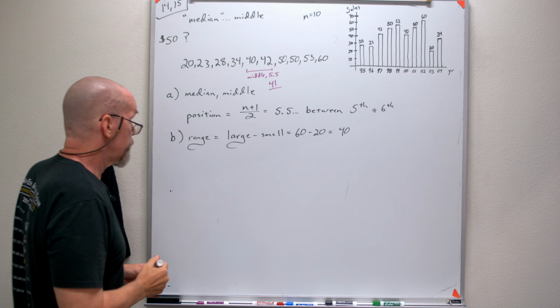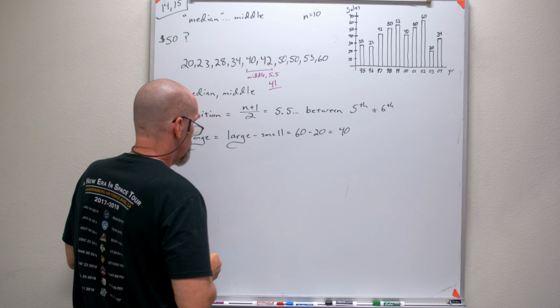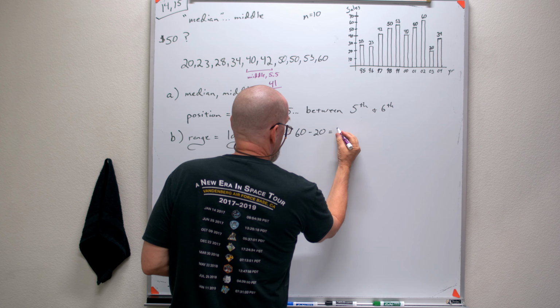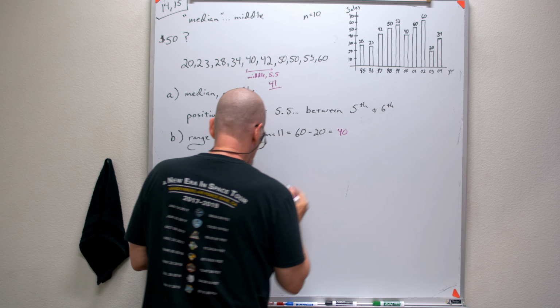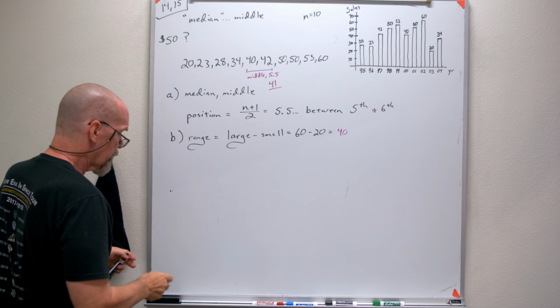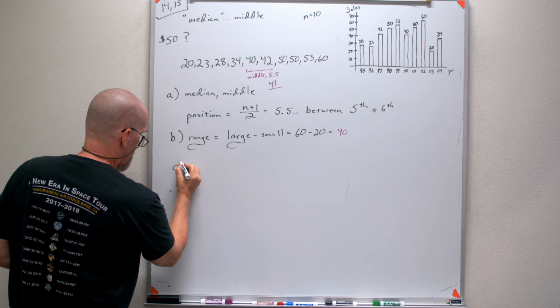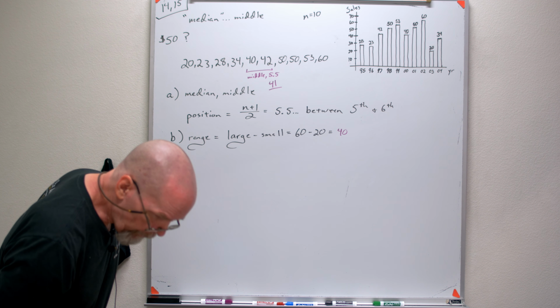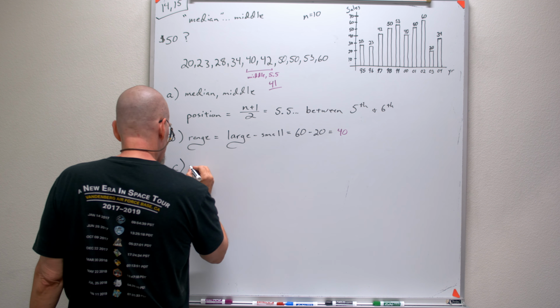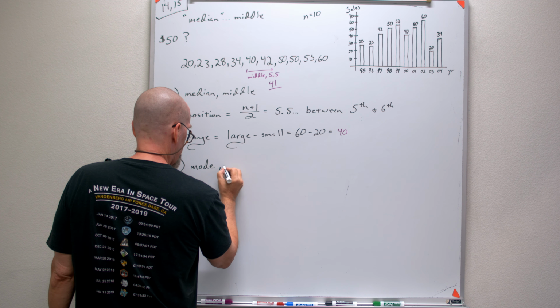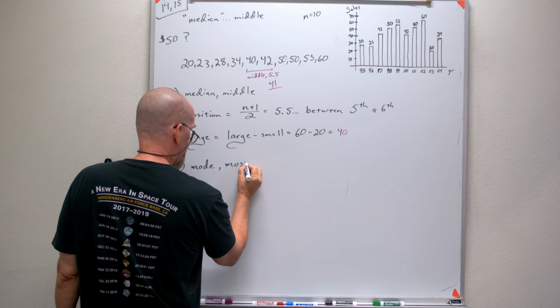41, 40. All right, so we're looking for 50. Might as well be color consistent on this. We're looking for 50. Well, they're both kind of the same, but they're not quite what we want. Again, they might be the best answer. Mode. The mode is the most common.